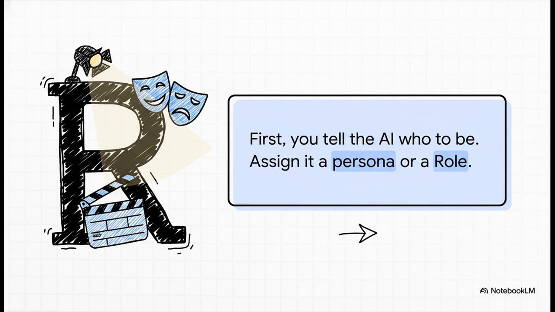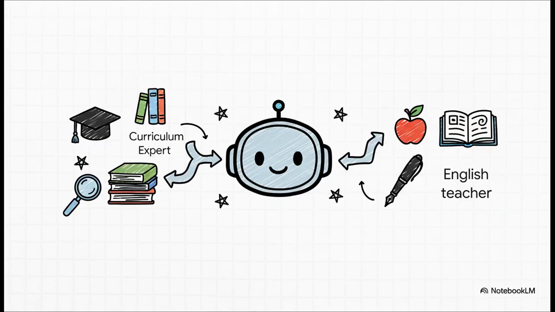First up, let's start with R. We've got to set the stage with the AI's role. So R stands for role. This is where you tell the AI who it should pretend to be. I love this analogy. Think of it like you're casting an actor in a movie. Instead of just a generic AI, are you talking to a curriculum expert or maybe a Cambridge-trained English teacher? Just by specifying the role right at the beginning, you instantly boost the focus, the accuracy, and the overall quality of the answer. It's a huge deal.